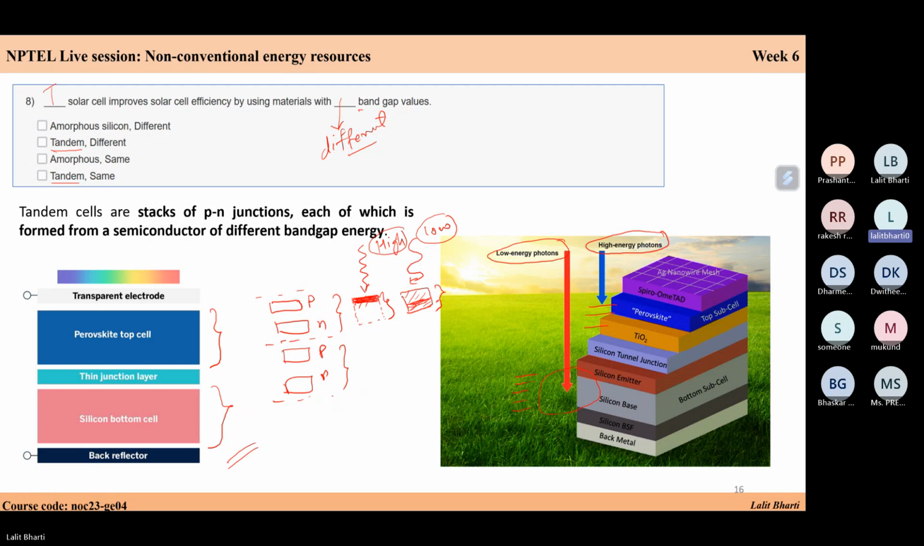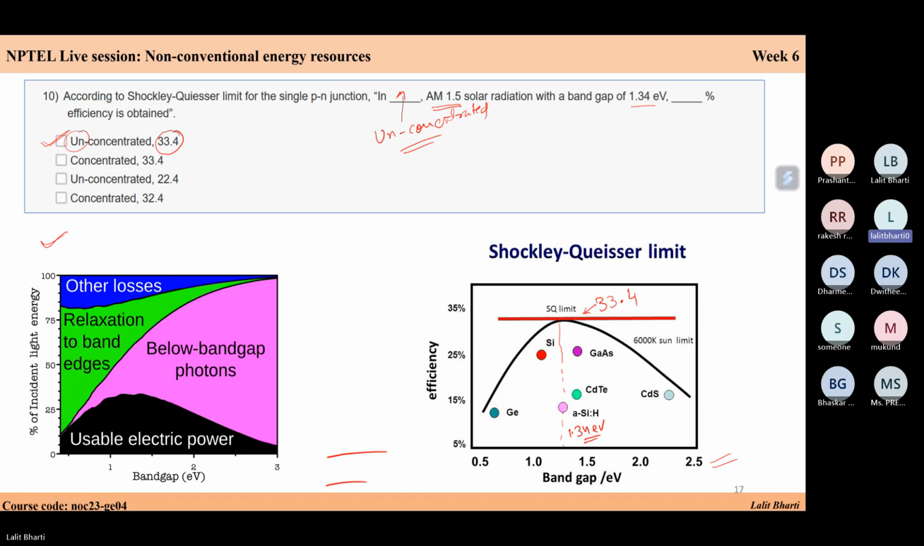So that is a good type of next generation solar cells. So that is clear now. So your option two, tandem, is correct. Yes, option two is correct. So now we see our 10th question.